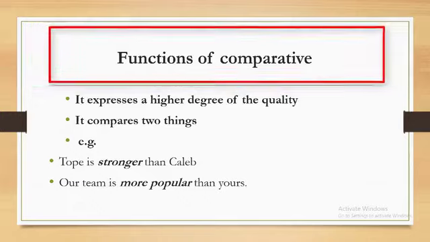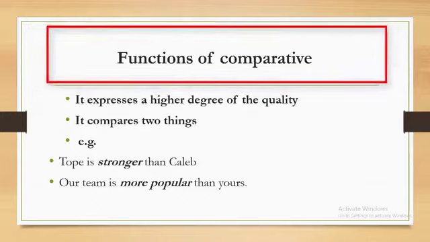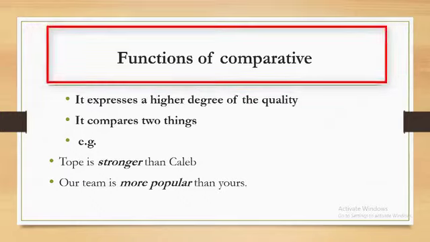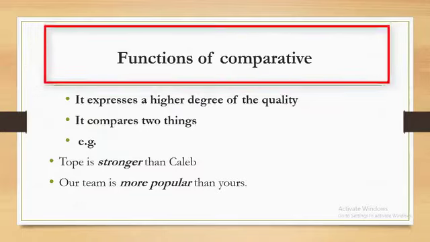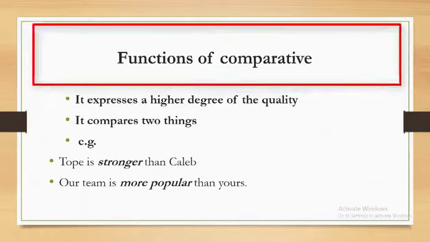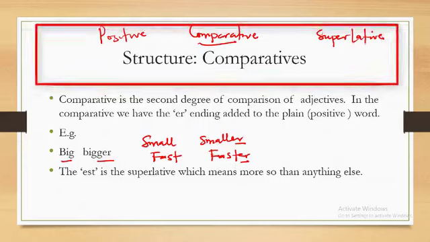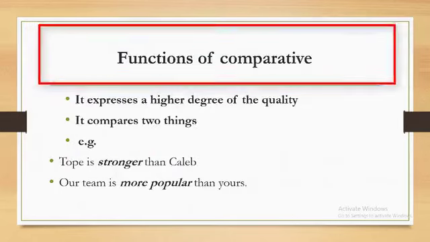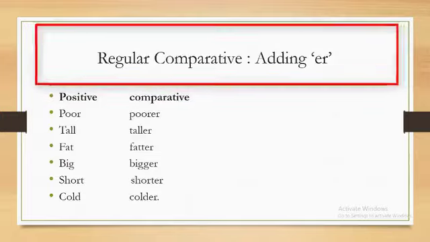Tope is stronger than Caleb. It shows that in comparing two persons, Tope and Caleb, one of them has a higher degree of strength. Then we have, our team is more popular than yours. Sometimes we could also have the formation of comparatives not following the regular pattern. So you add more to the positive degree. The regular comparative adds ER to the positive degree.